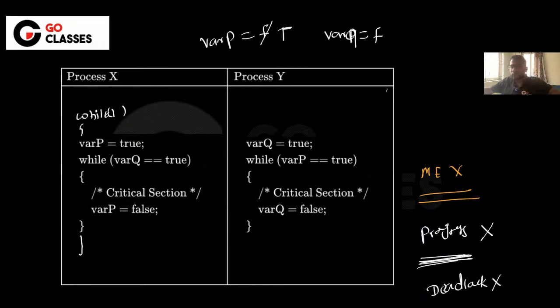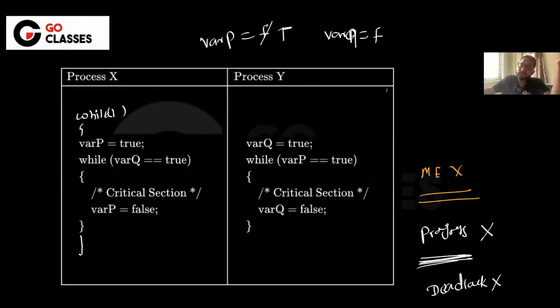Progress is not there, deadlock is also not there. Because of the first condition, progress says that if both want to enter, then they should not be waiting for each other. Since they are not waiting for each other, that's why deadlock is not there. But progress has one more condition.